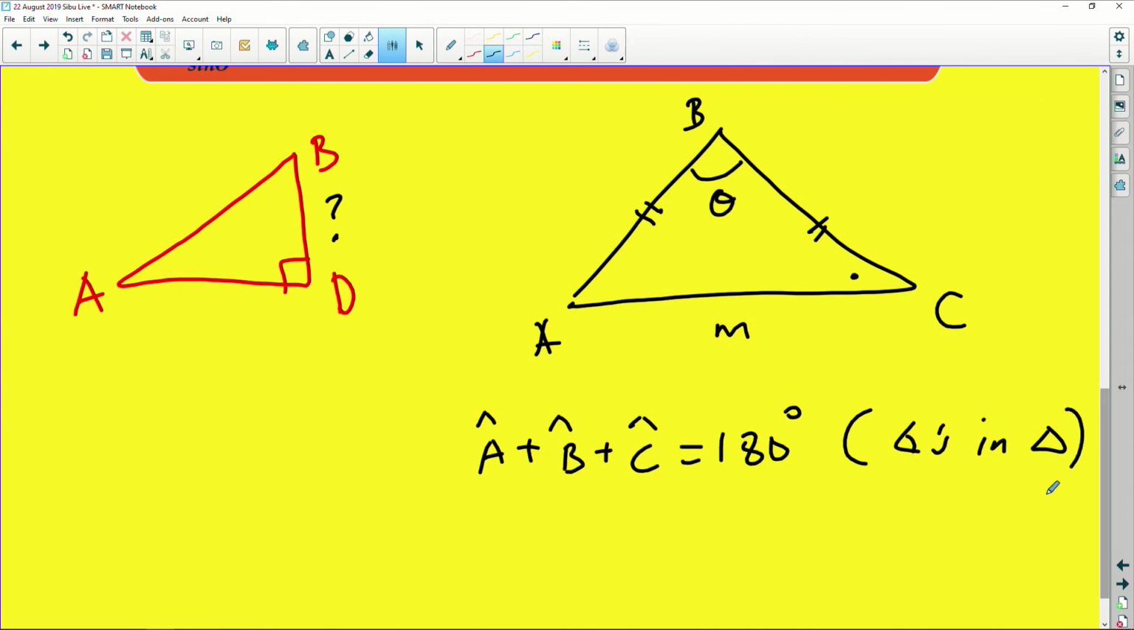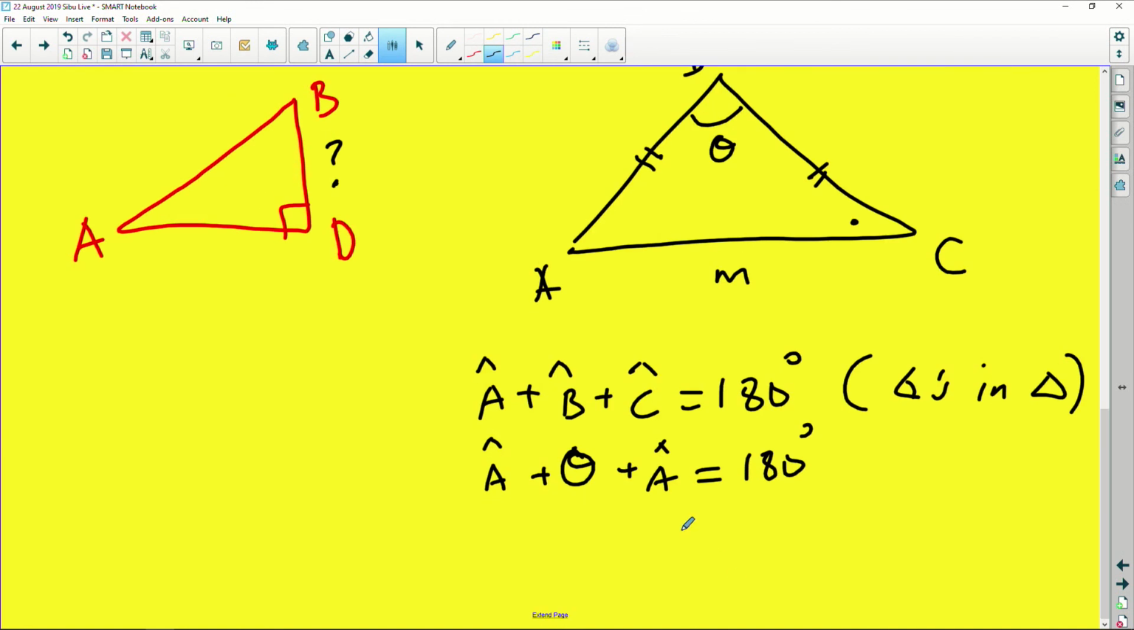In a triangle. Now, what is angle A? I'm going to call angle A and angle C equal because this is an isosceles triangle. So I'm going to say angle A plus angle theta, let's call it theta because B is theta, plus another angle A because C is the same as angle A, must give us 180 degrees.